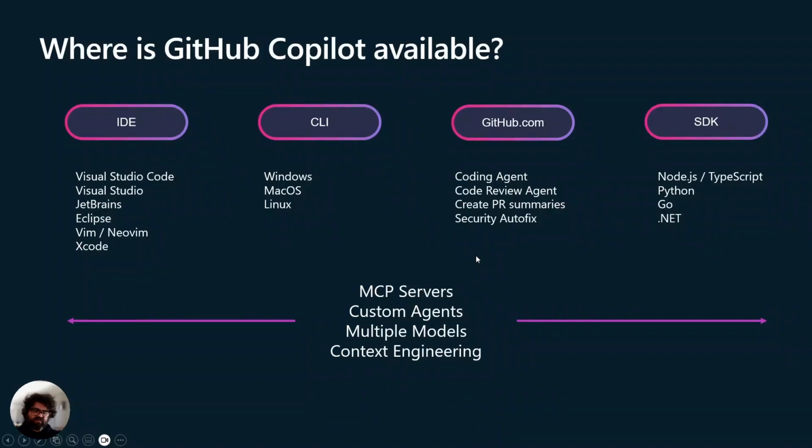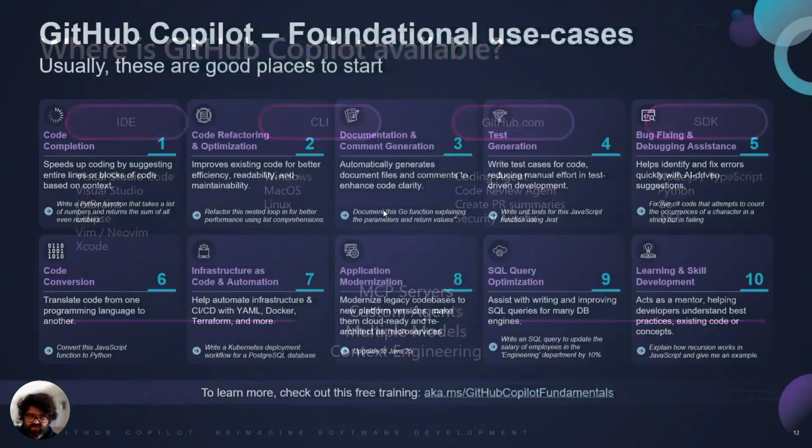Now, common to all of them, we have MCP servers, we have custom agents, we have multiple models, whether you want to use OpenAI models or Anthropic models or Google models, or even bring your own model. You can do it here. And finally, the practice of context engineering. How can we set up our environment in a way that the outcome is precisely what we want? This works across all of the channels where Copilot is available.